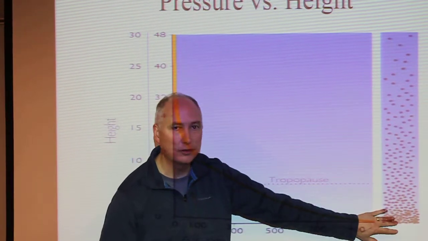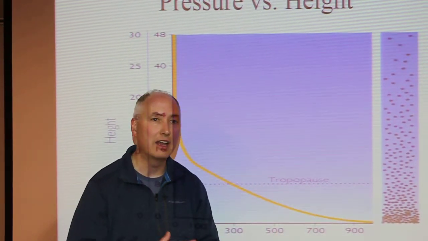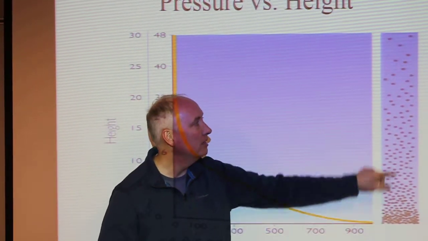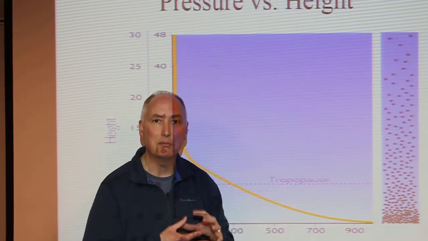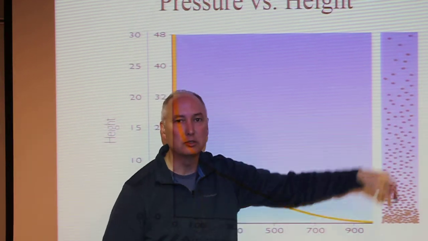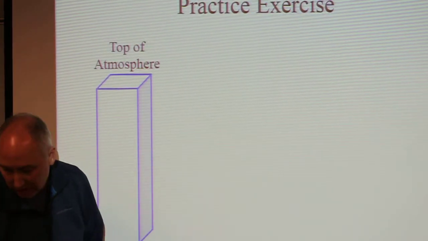Down near the Earth's surface, the pressure is very high, and the molecules are pressed very close together, resulting in a high density. Up here, there's not much atmosphere above to create that pressure, and so the gas molecules are further apart. So let's do a practice exercise.